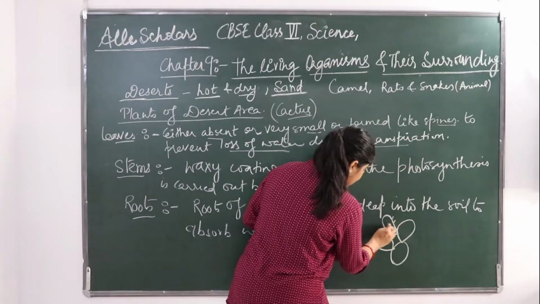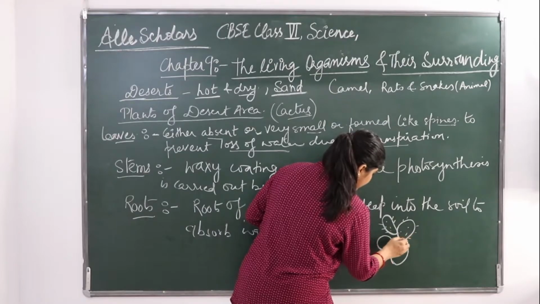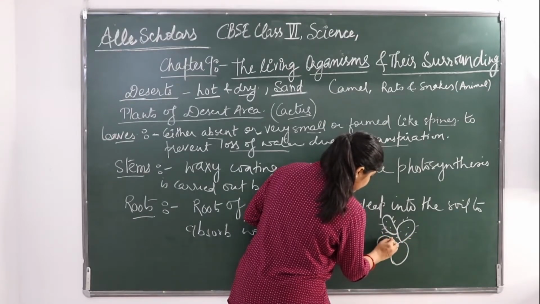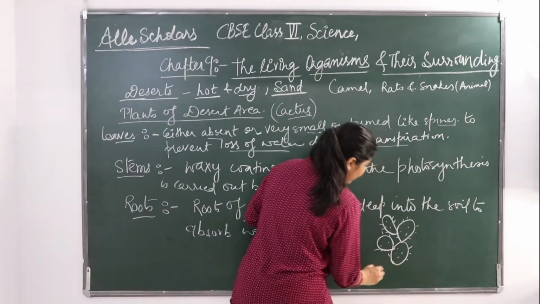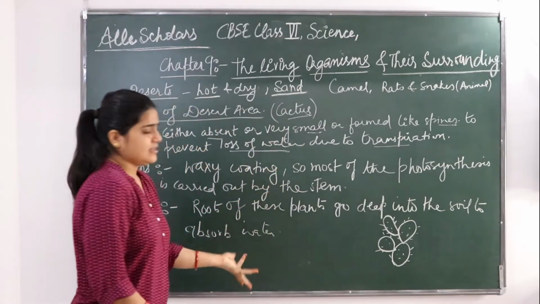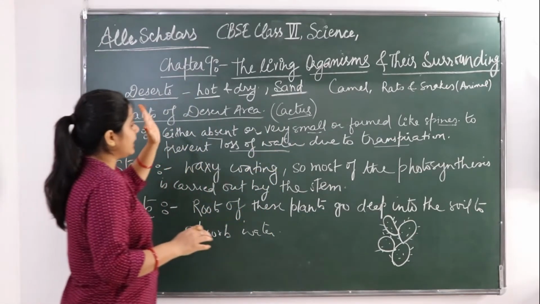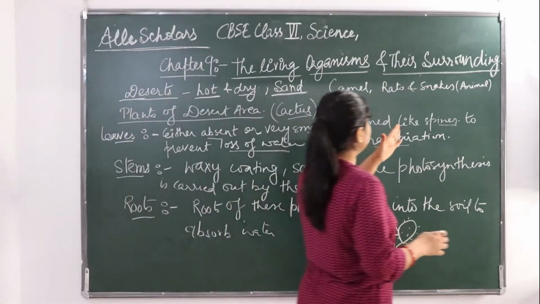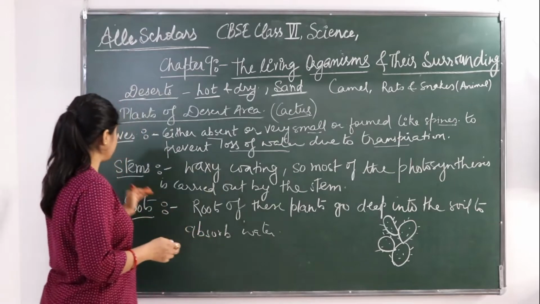ठीक है, और ऐसे ऐसे इनके में स्पाइन्स लगे होते हैं. So basically, if you try to see where is the leaf, you will see that they don't have leaf. This stem is only their leaf, or you can say it's a leaf or a stem. Okay, so leaves are either absent, small, or found in the spines to prevent the loss of water through transpiration.